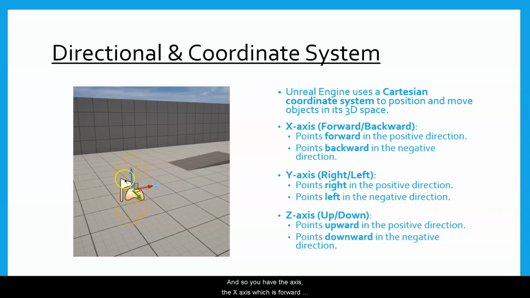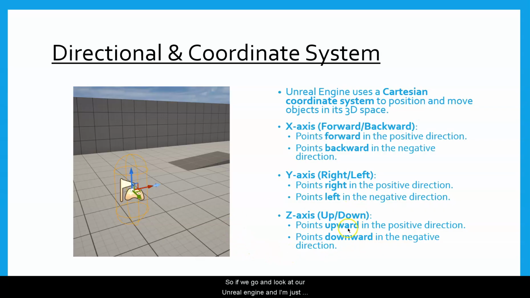And so you have the x-axis, which is forward and backward, and then you have the y-axis, which is right and left, and the z-axis, which is up and down. Now the joy about this is it's 360, so you could turn things around, and it gets a little confusing about which is up and down, which is left and right, and which is forward and backwards. So that is one of those fun parts of this.